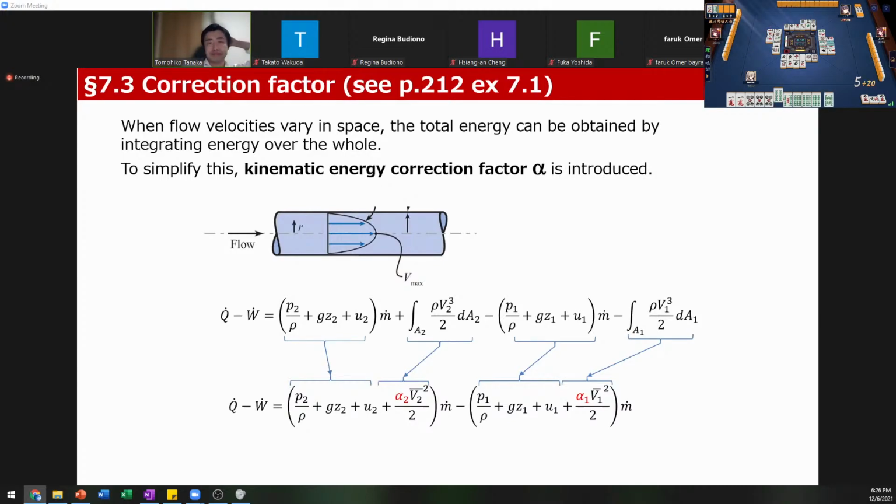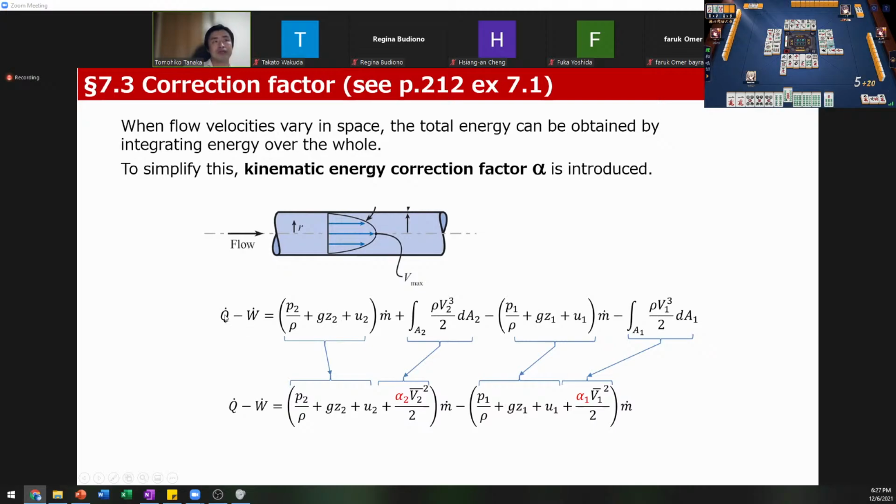And then, when the flow velocity varies in space, the total energy can be obtained by integrating energy over the whole domain. Okay, here. So if there is a velocity profile, you have to integrate everything. But this is kind of troublesome.